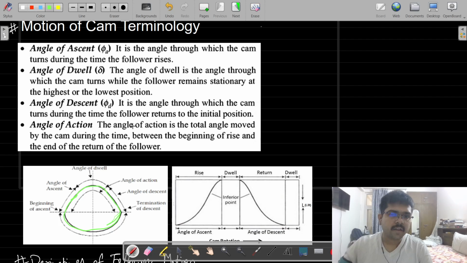The angle of dwell is the angle through which the cam turns while the follower remains stationary at the highest or the lowest position. So angle of dwell is this portion here, from here to here. Now angle of descent is the angle through which the cam turns during the time the follower returns to its original, initial position. So angle of descent is this one.